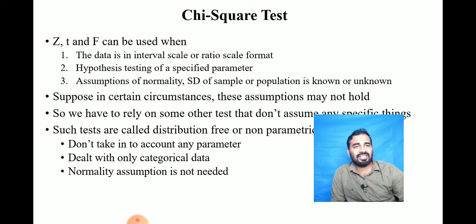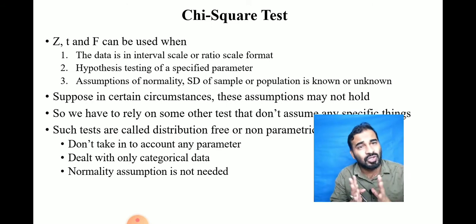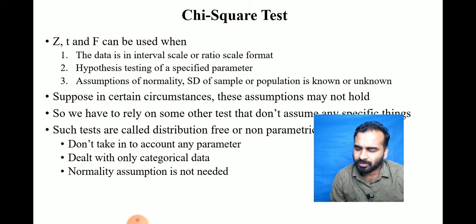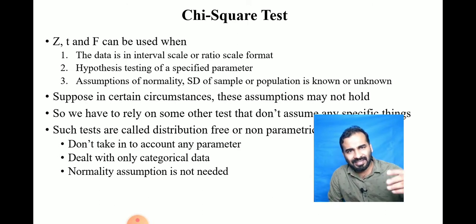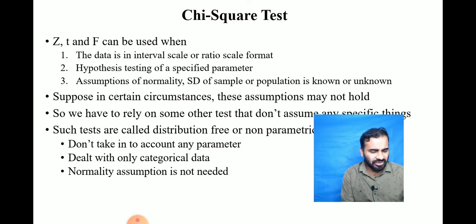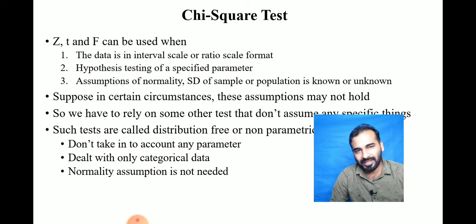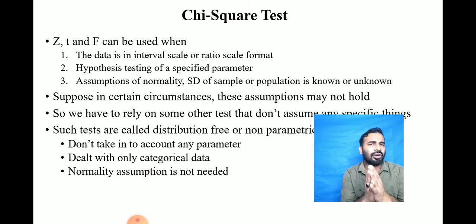What is the peculiar feature of this test? This test won't assume anything. It won't assume that your variable should be quantitative, or that the population should be normal, or that you know the population standard deviation. That's why this type of test is known as a distribution free test or non-parametric test, because it is free from assumptions and free from the distribution.